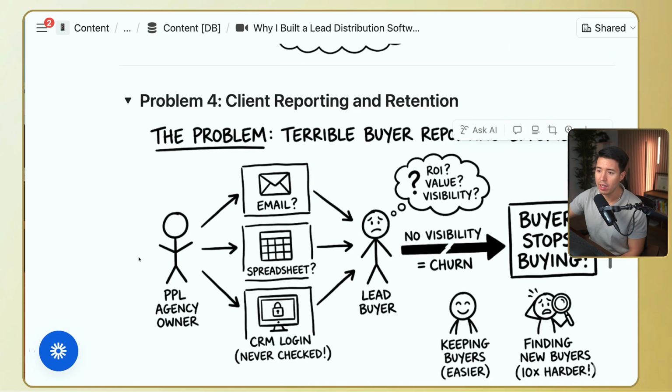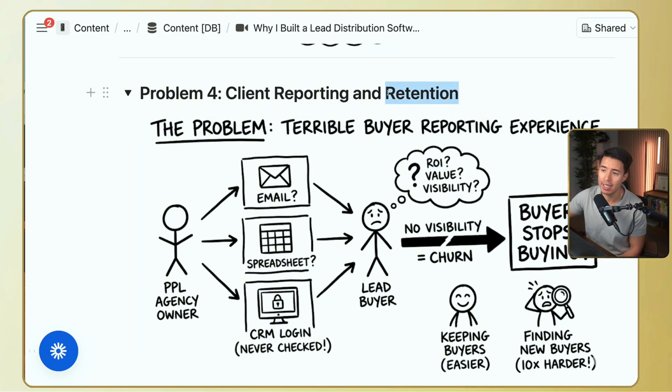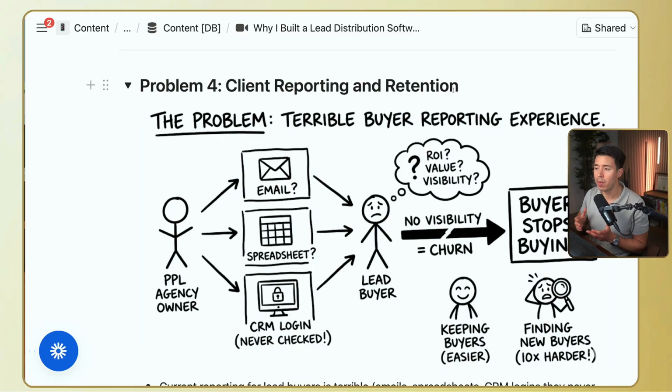Problem number 4, client reporting and retention. So the problem is there's a terrible buyer reporting experience. I've spoken with PPL agency owners who've been doing this for 6 years, and I asked them, what are the touch points? Do you have weekly meetings? What does that all look like? I come from a retainer-based agency where we have weekly meetings, weekly reports, monthly reports. I was like, what does that look like for PPL?